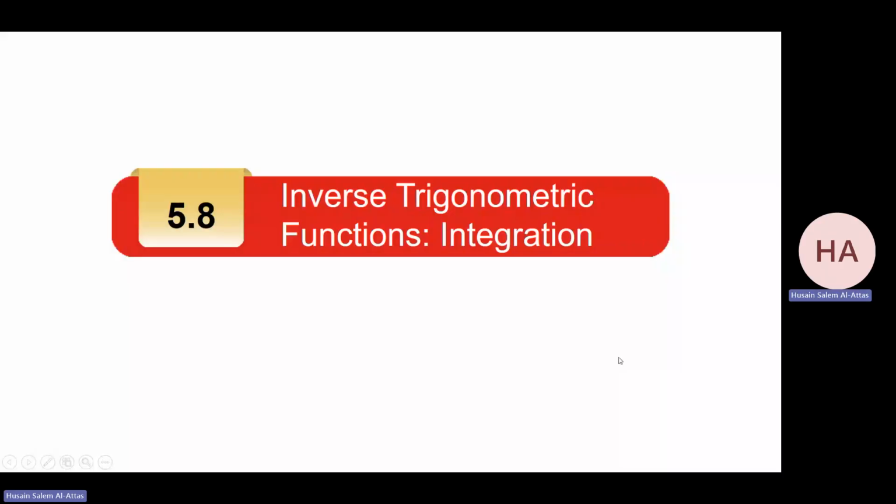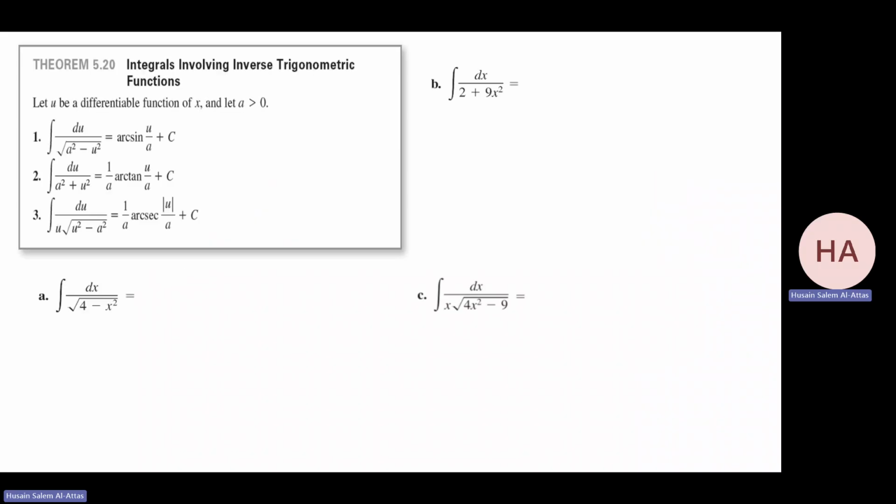Okay, Bismillahirrahmanirrahim. Inshallah, now we'll do 5.8, which is like what happened in 5.7. In 5.7, it was only substitution, but we were concentrating on the log rule. Now we're concentrating on the inverse trig functions. I know the integral of this is arcsine u over a. The integral of this is 1 over a arctan. The integral of this is this.